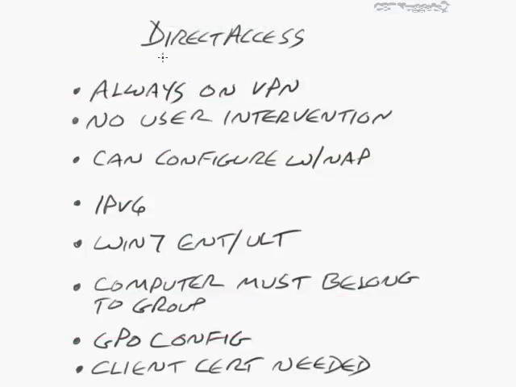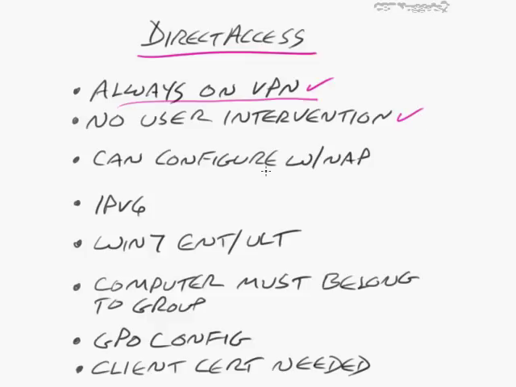Now, Direct Access is probably the best of all the VPN solutions. It does require some infrastructure in order to set it up, but once you've got it going, it is really a cool way of making VPN connections. The reason is, you don't really make a VPN connection. It's just always there. It's an always-on VPN connection. If it detects that the client computer has an internet connection at all, it will immediately build that VPN connection without any user intervention whatsoever.